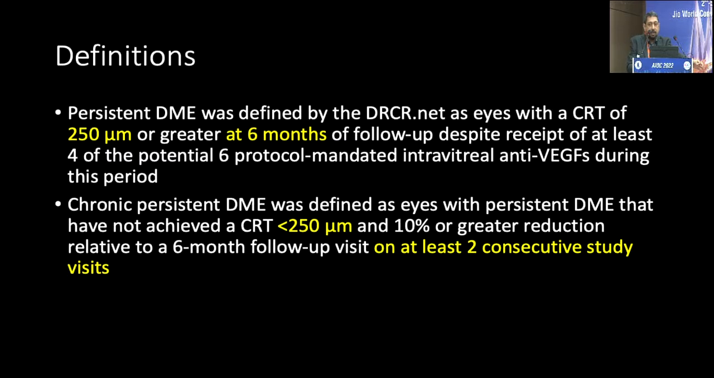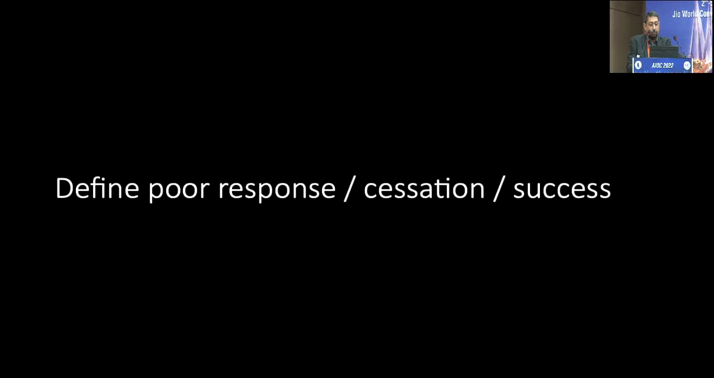And then you had the OCT criteria of 250 microns. Then you had chronic persistent DME, which was 6 months plus 2 visits. That is, you take it up to 8 to 9 months. So these are the definitions that are around when you're dealing with DME. So that was the point of defining what do you mean by standard treatment.